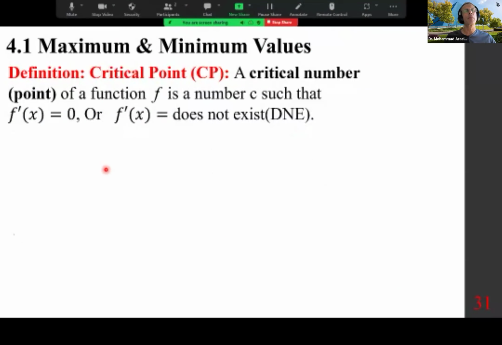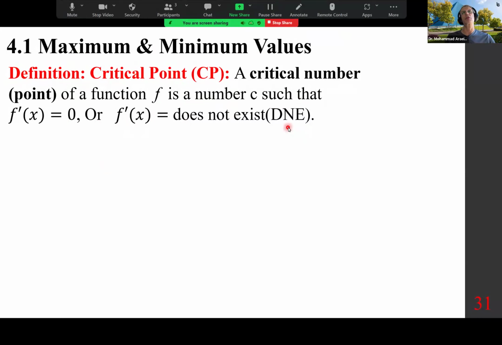for this exam. 4.1, maximum and minimum values, definition, critical point or short CP. A critical number or point of a function f is a number c such that f prime is 0 or f prime does not exist, DNE, short for does not exist. So what is the process? We find f prime of x. We set it equal to 0. We solve it. We look at where f prime DNE, does not exist.